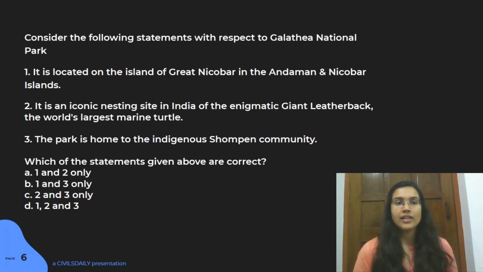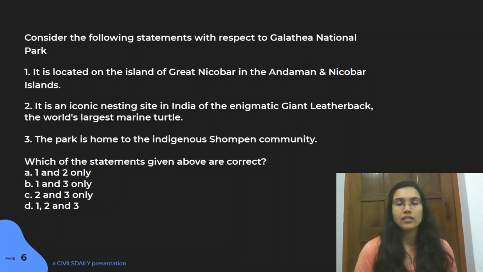So the first statement here is that it is located on the island of Great Nicobar in the Andaman and Nicobar Islands. Second is that it is an iconic nesting site in India of the famous giant leatherback turtle. And third is that it is home to the indigenous tribe, which is the Shompen tribe. Now, the answer for this particular question is actually D. All the statements are right here. It is present in the Great Nicobar region. The leatherback turtle is found here.